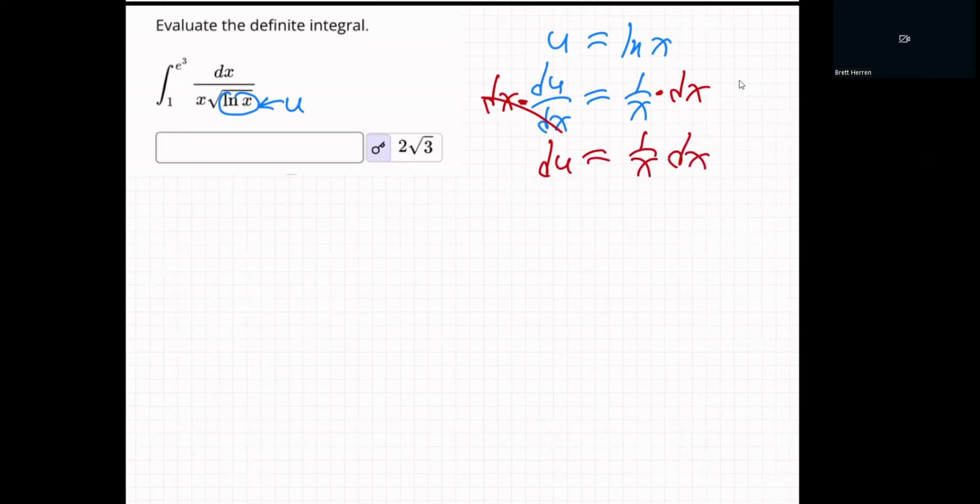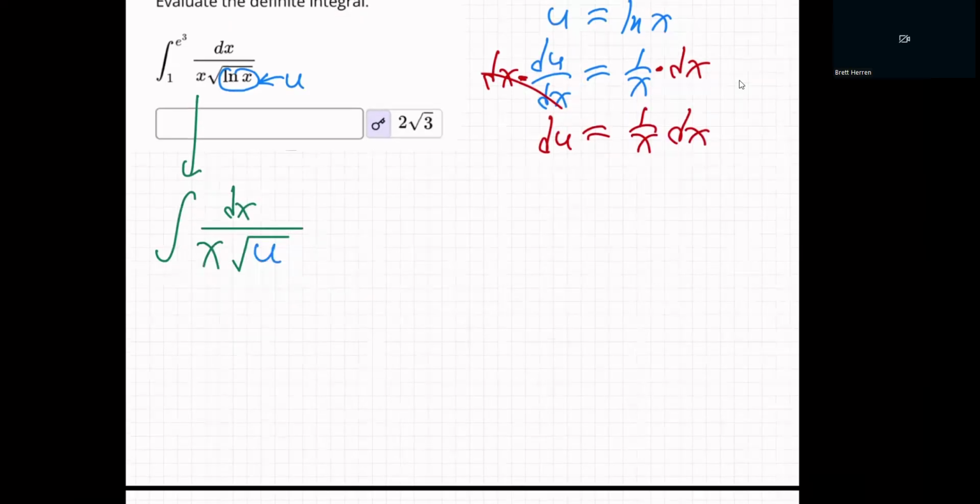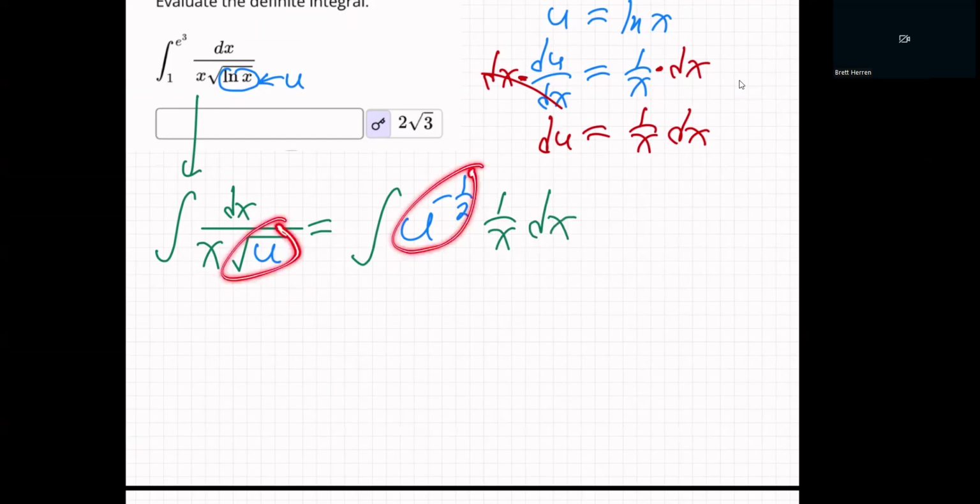So let's rewrite this integral. This becomes the integral of dx over x square root of u. Okay, now I can rewrite that. It's the integral of u to the minus a half power, 1 over x dx. Is that okay? Because that square root of u in the bottom, that's negative a half power, right? Root on the bottom, and then 1 over x dx.